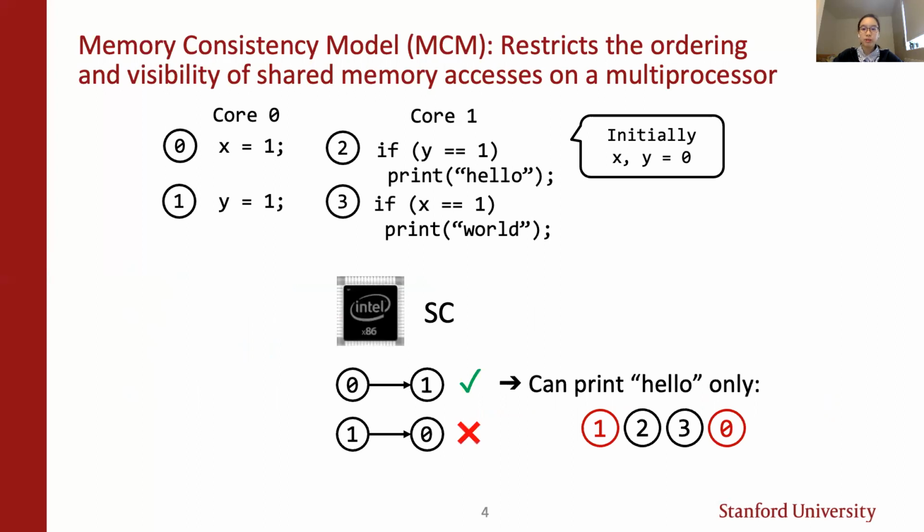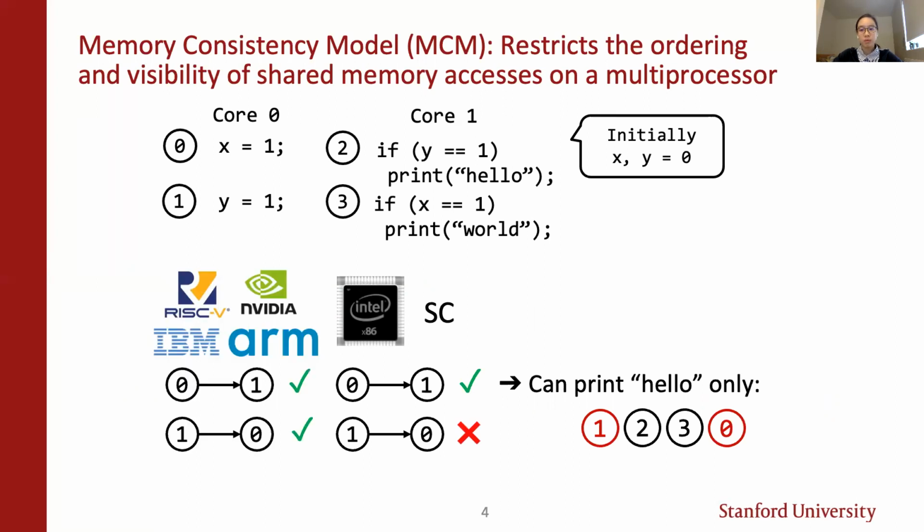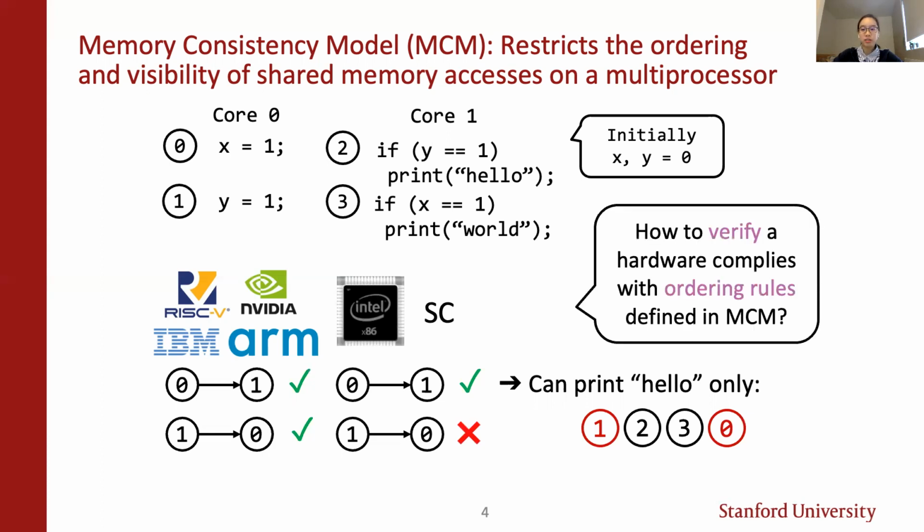Given our example program, x86 TSO forbids reordering of store instructions that will lead to the outcome being hello only. But MCMs such as the ARM memory model allow such reordering. Since microarchitectures must correctly implement the MCM specified by their ISAs to correctly execute parallel programs, a question is, how do we verify a specific microarchitecture indeed implements a given MCM?